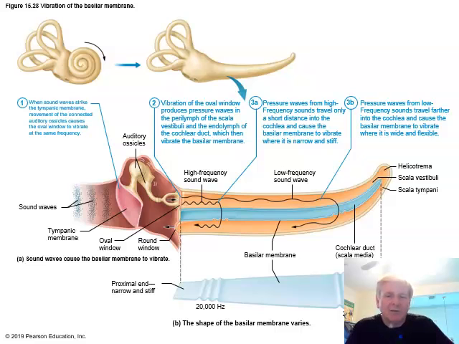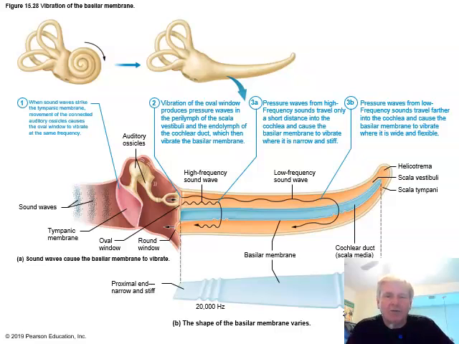That vibration eventually reaches the oval window. That produces pressure waves in the perilymph of the scala vestibuli, as you can see from the black arrow, and eventually it curves around and goes into the scala tympani. So those vibrations of the oval window produce pressure waves in the perilymph of the scala vestibuli, as well as the endolymph of the cochlear duct, which then vibrates the basilar membrane. The basilar membrane is a boundary between the cochlear duct and the scala tympani.